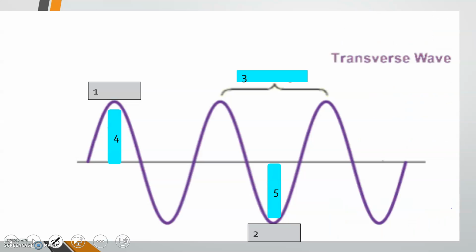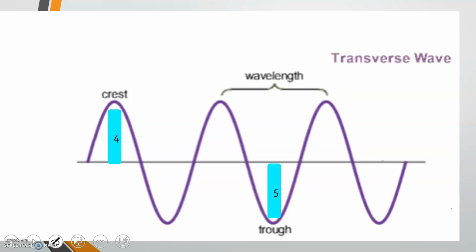Okay, let's practice identifying parts of a wave and properties of a wave. So I would like you to pause the screen, think about it for yourselves, and then we're going to go over it. Okay, so number 1, you should have gotten crest. Number 2, trough. Number 3, wavelength. Number 4, amplitude. And number 5, also amplitude.